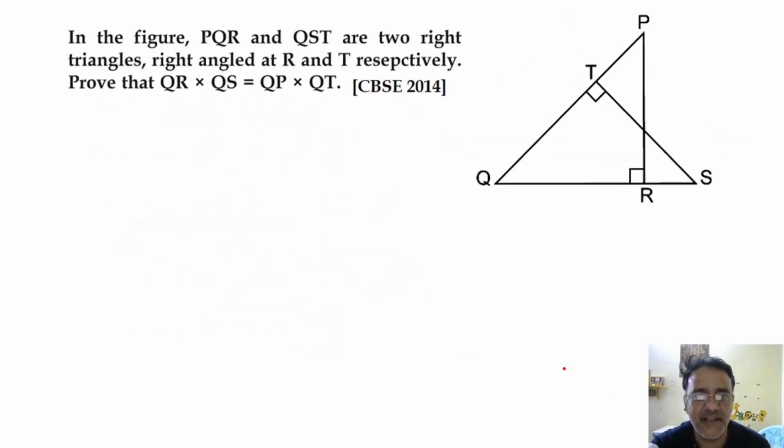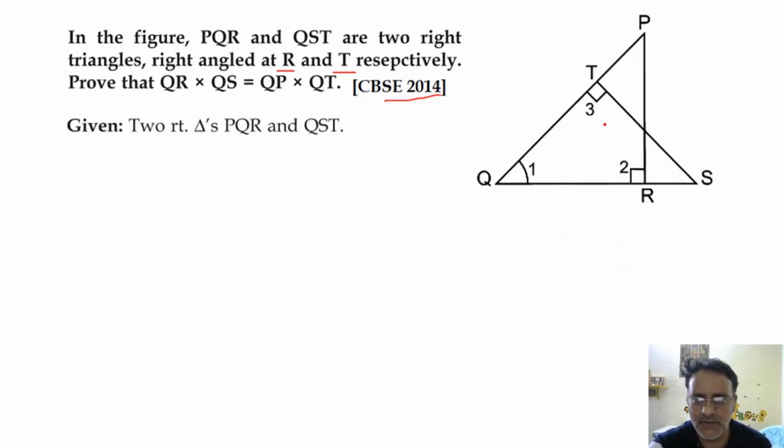So we'll move towards the next question. In the figure, PQR and QST are two right triangles right angled at R and T respectively. Prove that QR into QS is equal to QP into QT. This is a 2014 board question. So we are going to prove these two triangles similar first.